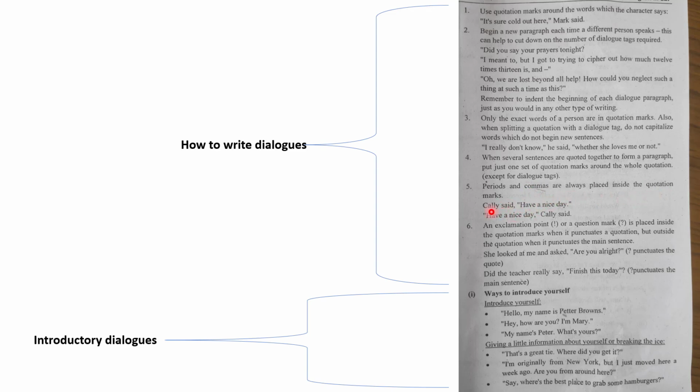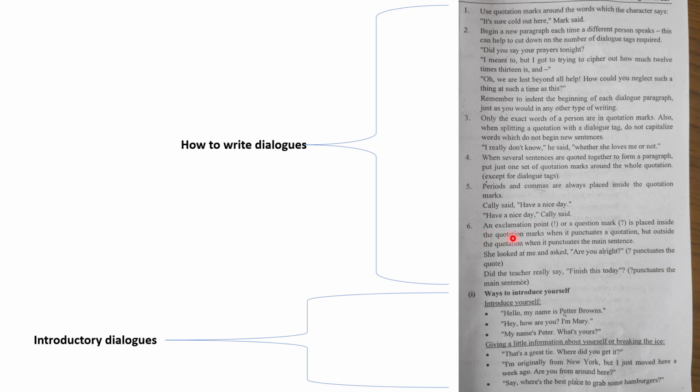So you can see, Kelly said, "Have a nice day." Or, "Have a nice day," Kelly said. So here we can see that the commas and the full stops are all placed inside. So it generally matters how you are placing your dialogue and acknowledging the manner of dialogue writing, which you can clearly understand from this example.